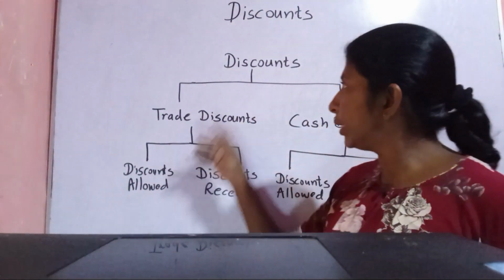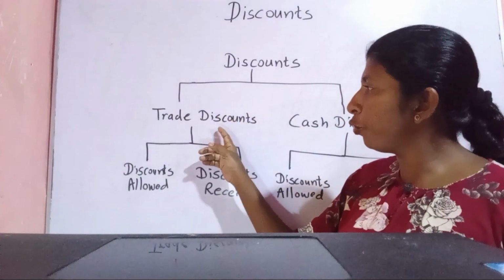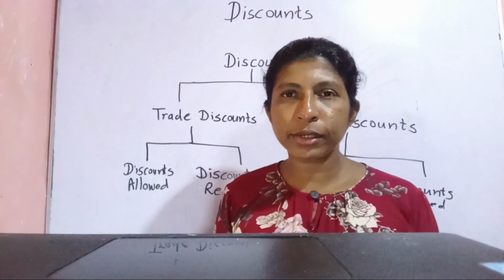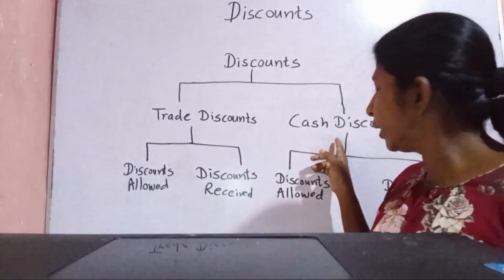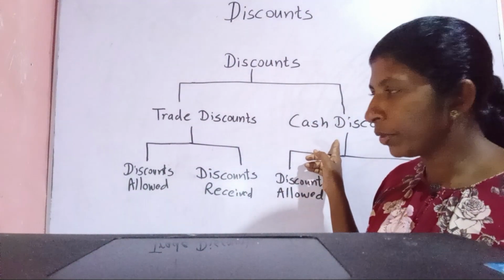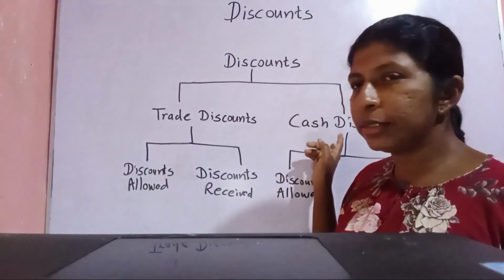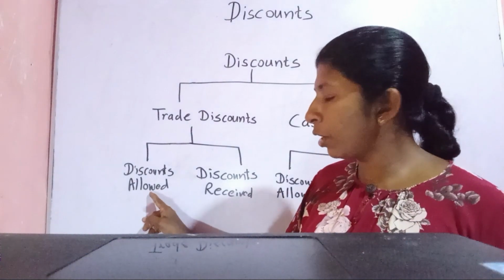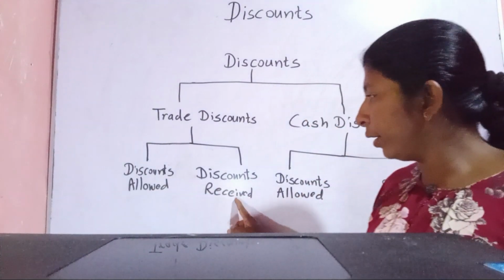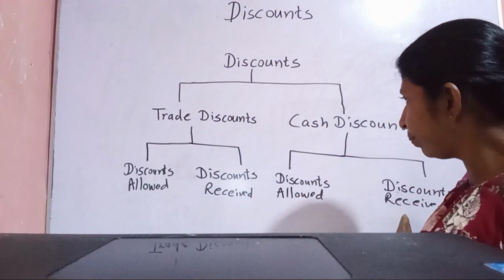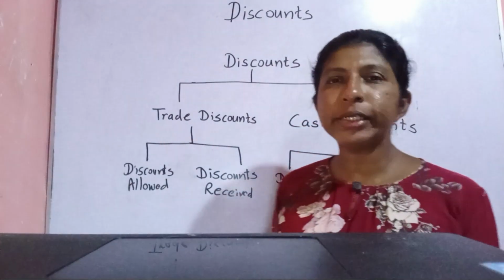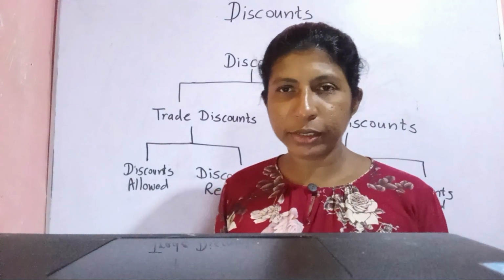If you take discounts, there are two categories of discounts. The first one is trade discounts, another one is cash discounts. In both of these discounts, we have two categories: discounts allowed and discounts received. Shall we see what trade discounts are first?